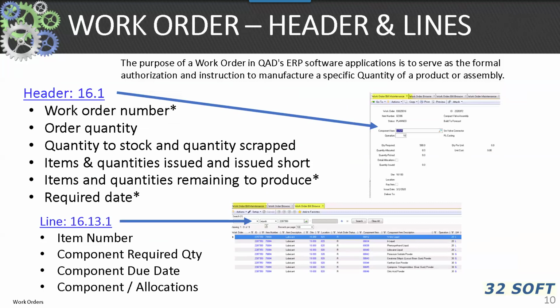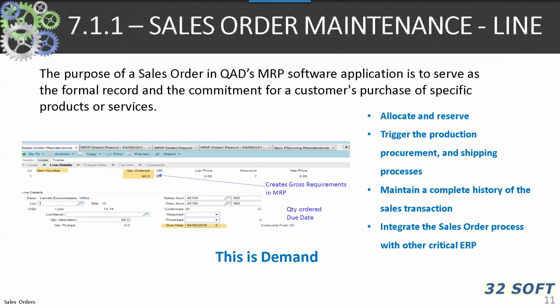The purpose of the work order in QAD's ERP application is to serve as the formal authorization and instruction to manufacture a specific quantity of a product or assembly. We covered work order processes, and a little later we'll talk about production order processes.